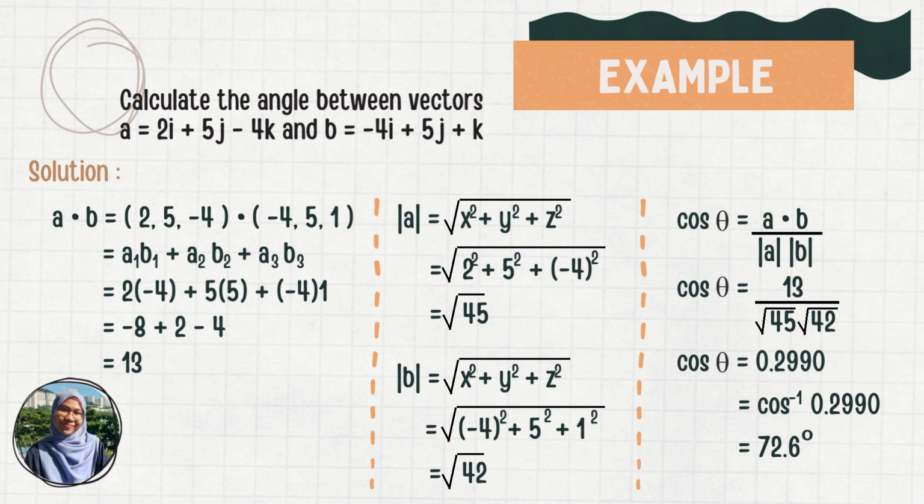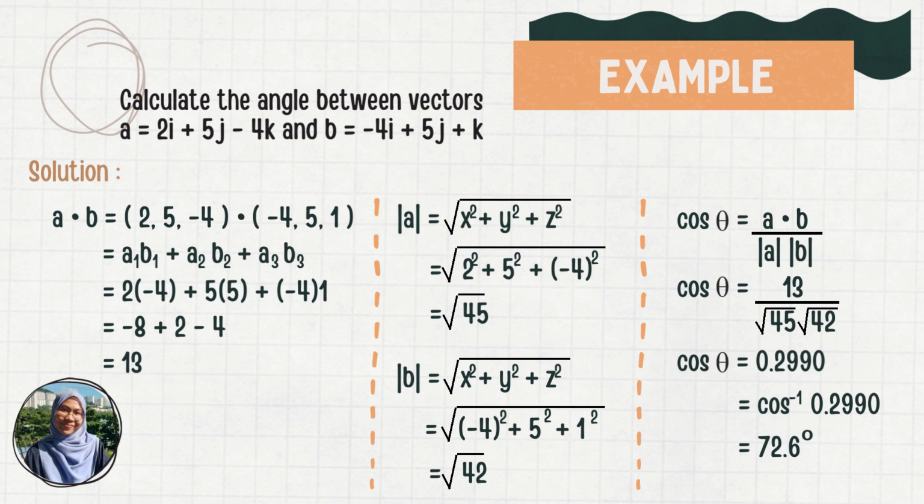After that, you need to find the magnitude of A and B. So the formula of magnitude is square root of x square plus y square plus z square. For the magnitude of A, it will be square root of 2 square plus 5 square plus negative 4 square. Then by using a calculator, you will get square root 45. And then for magnitude B, square root of negative 4 square plus 5 square plus 1 square. By using a calculator, you will get 42.